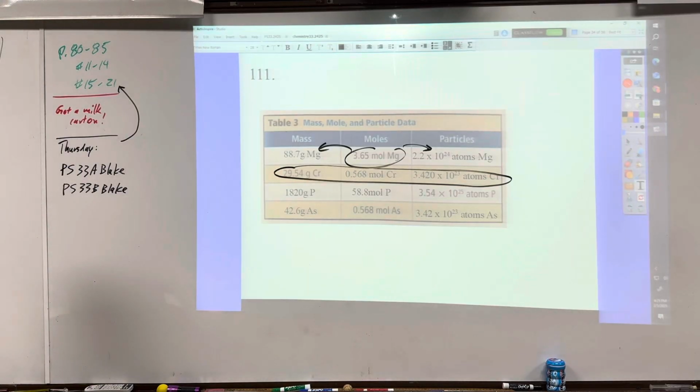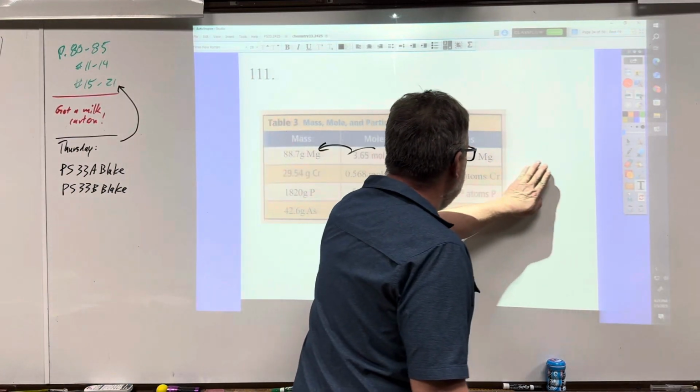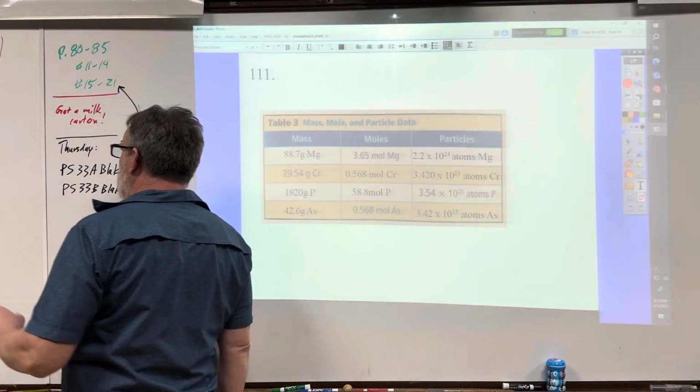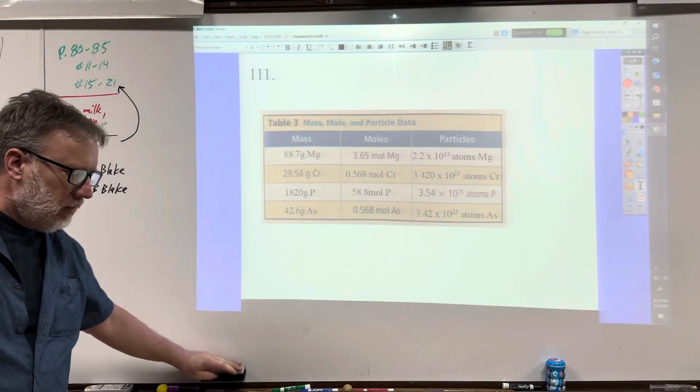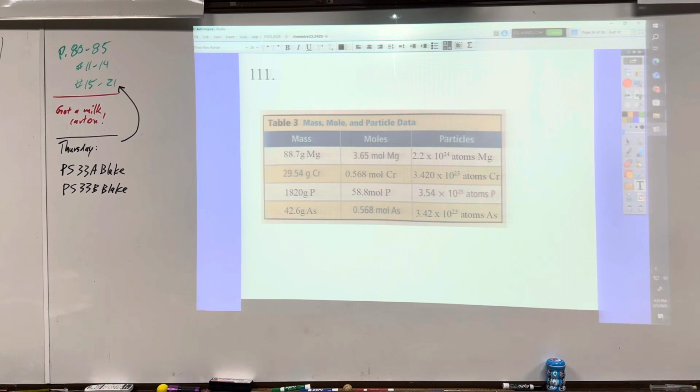Okay. And we'll do one more. I'm going to stop. And that's 117. Which has more atoms, 10 grams of carbon or 10 grams of calcium? And how many atoms does each have?